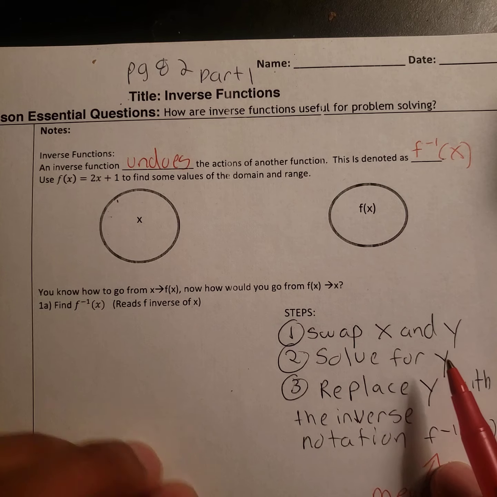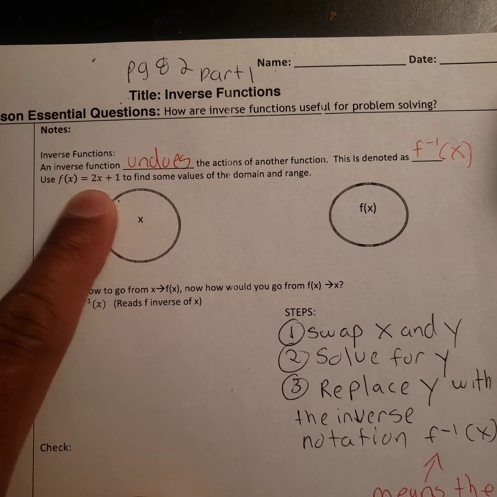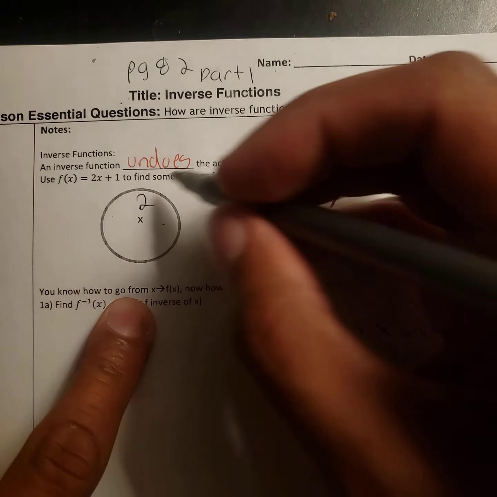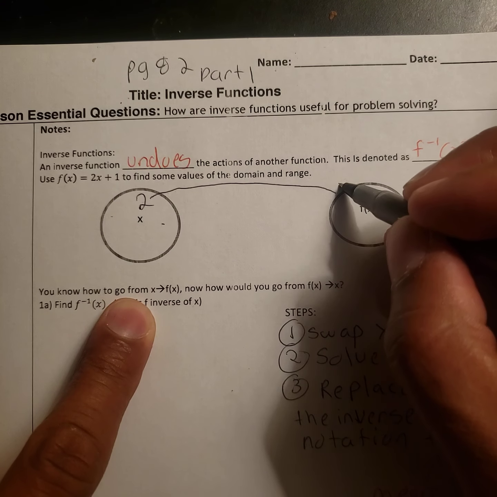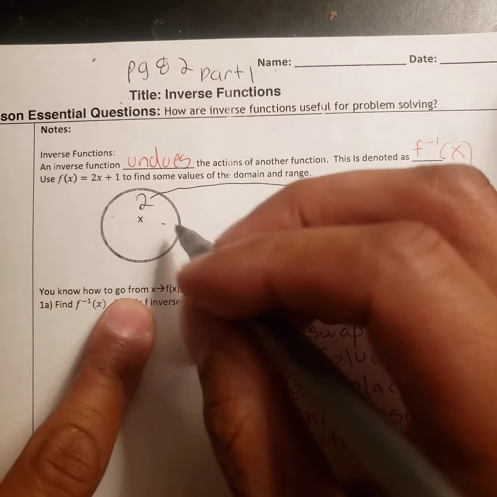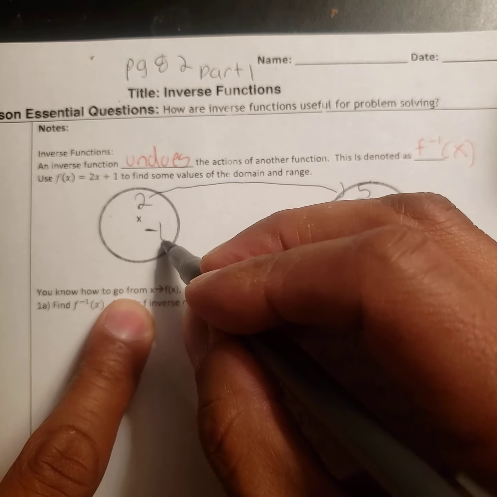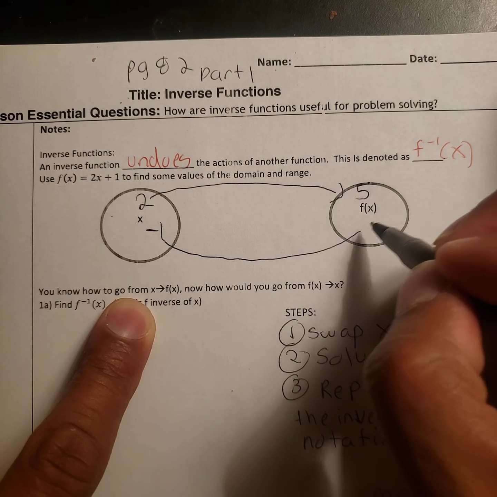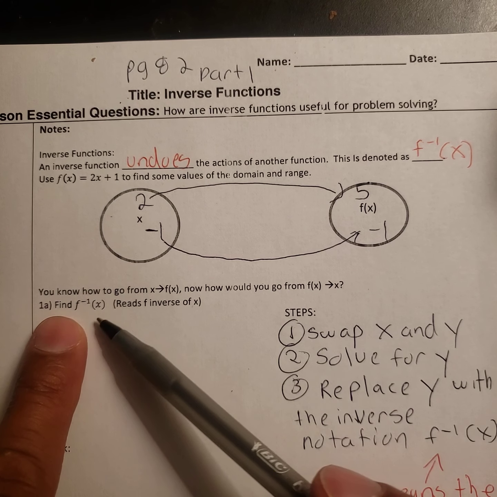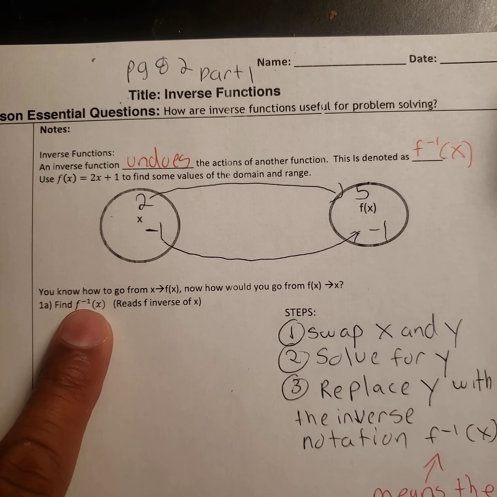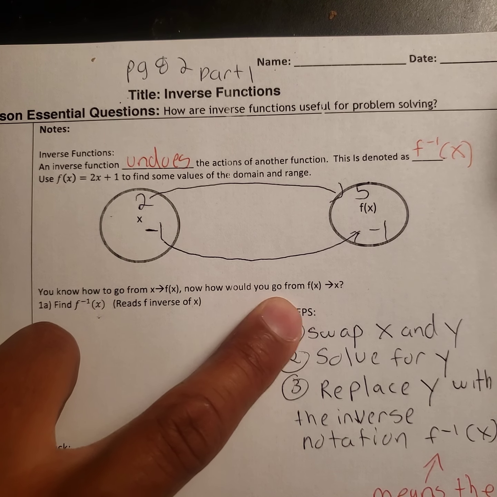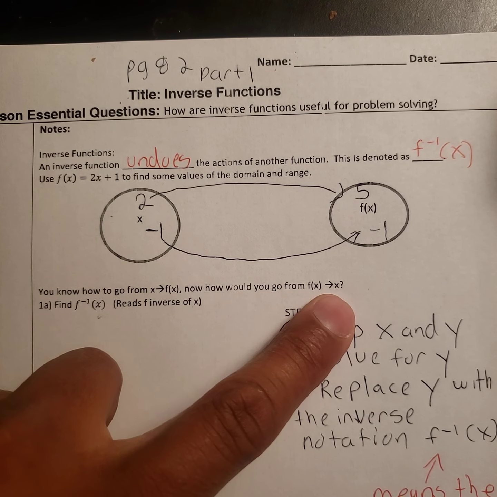Right. So we're going to use an example here. f of x equals 2x plus 1. So what essentially happens is you're going to just swap values. You're going to swap the x and y. So they're really just going to switch. And you'll see what I mean once we get to some examples here. So you know how to go from x to f of x. Now you have to go from f of x to x.